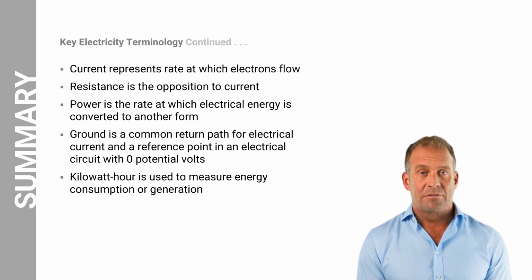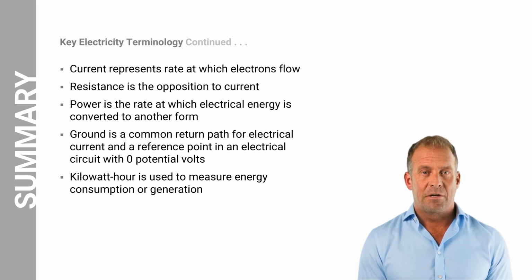Power, P, is the rate at which electrical energy is converted to another form. It is measured in watts, W. Ground is the point in the circuit where all the currents flow back to. It is also the point where all the voltages are measured from. The kilowatt hour, kWh, helps us measure the amount of electrical energy consumed, giving us an idea of how much electricity is used over time.